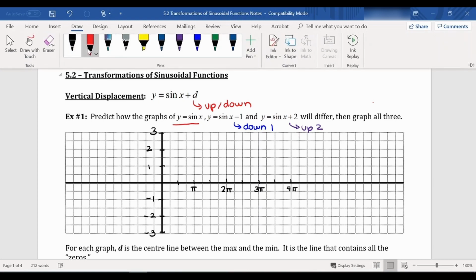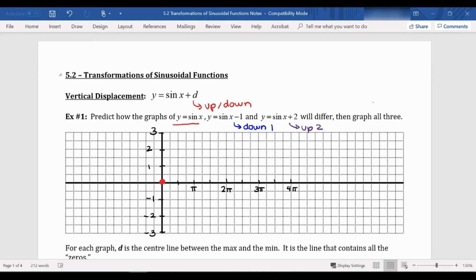If I want to graph sine x, a reminder that this starts on the x-axis at the origin, finishes on the x-axis at 2 pi. We cross halfway between. We have a maximum between the first 2 points halfway, and our maximum is usually 1, and a minimum between the next 2 points halfway, which is at -1.